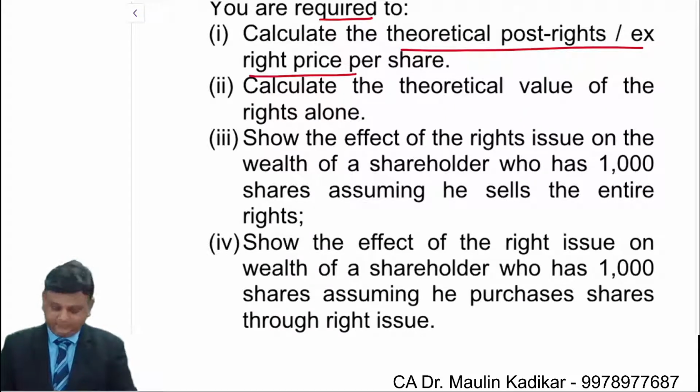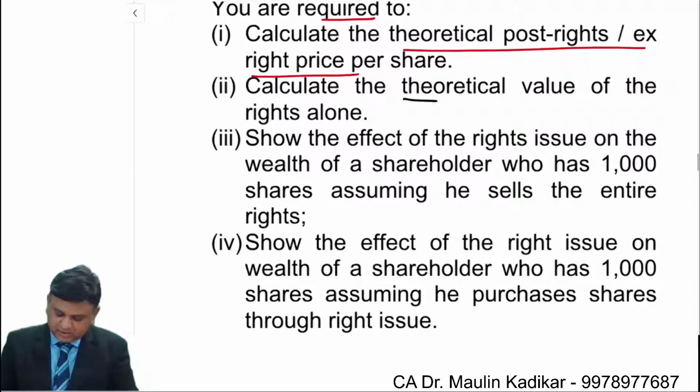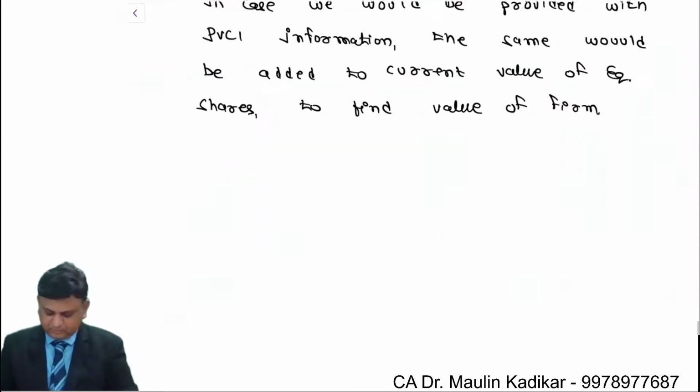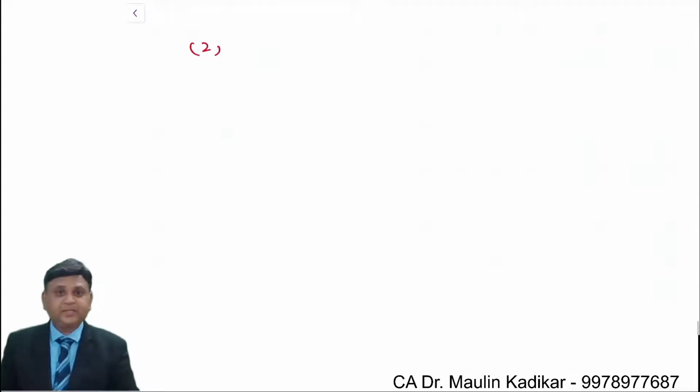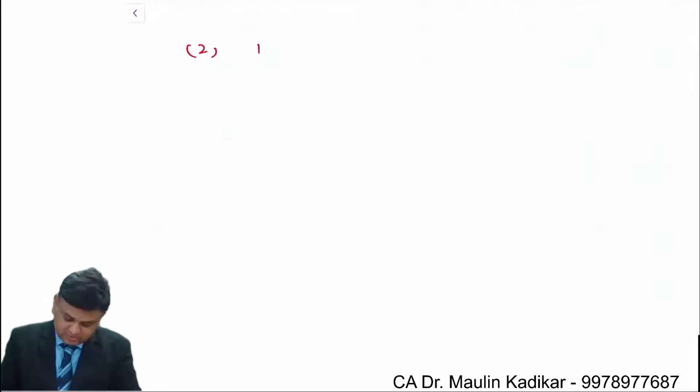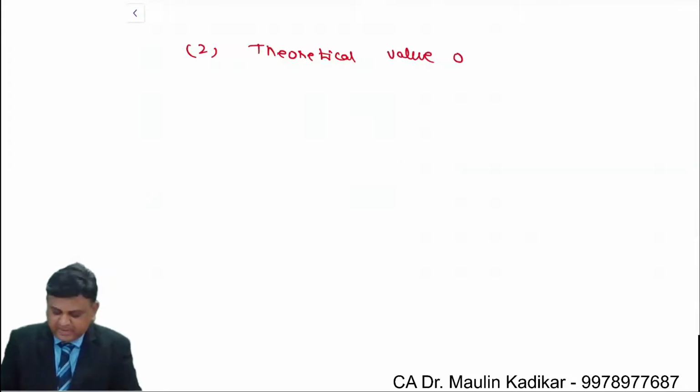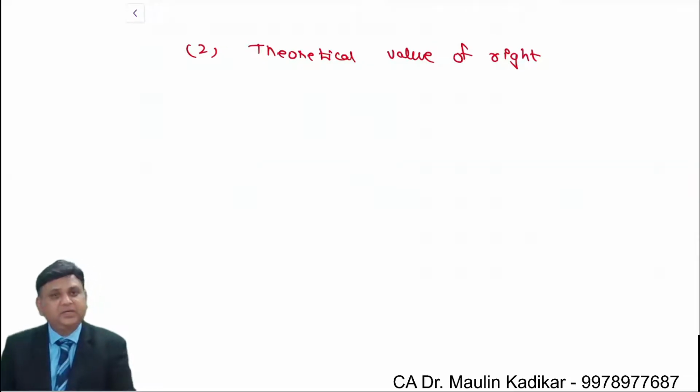Second part of the question, calculate the theoretical value of the right alone. That is the question. Let us understand how to make the calculation of the answer. The second question is theoretical value of right. Friends, it can be calculated by two methods. I am explaining both the methods to you. Understand it carefully, along with that, understand the logic.